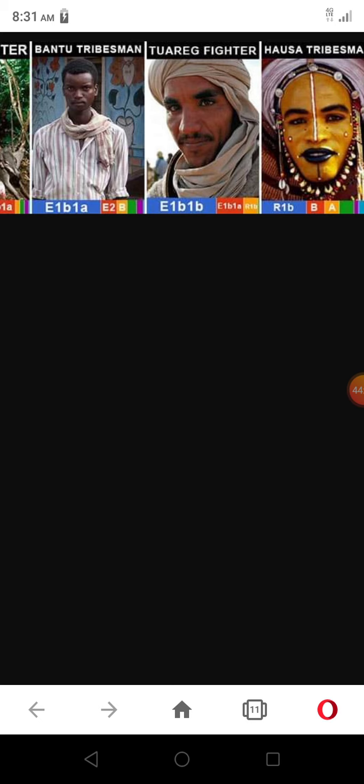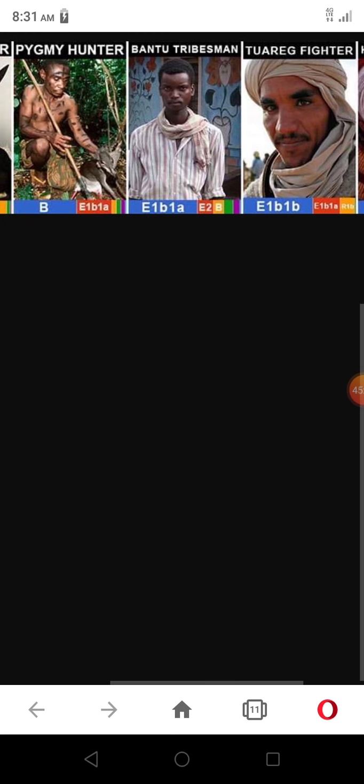And notice right after the E1B1B, you have an E1B1A, and then you have maybe an R1A, or maybe an R1B. So this is the understanding that we have to have when we are talking about phenotype and other groupings of people and DNA. So yes, we have people scattered, and this is the proof with DNA. So we have to understand that.